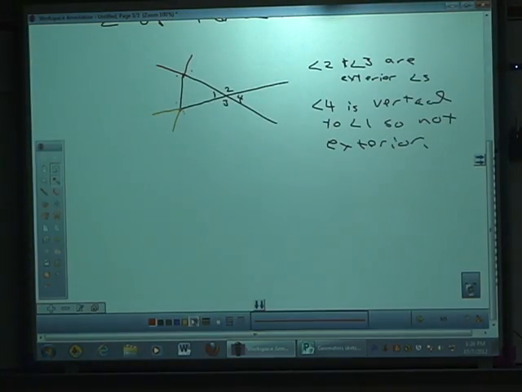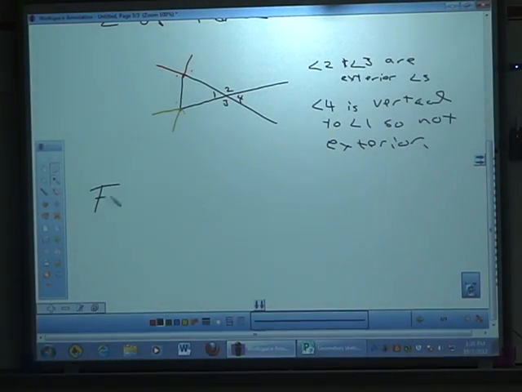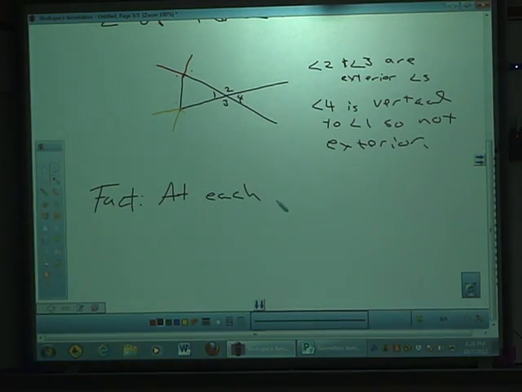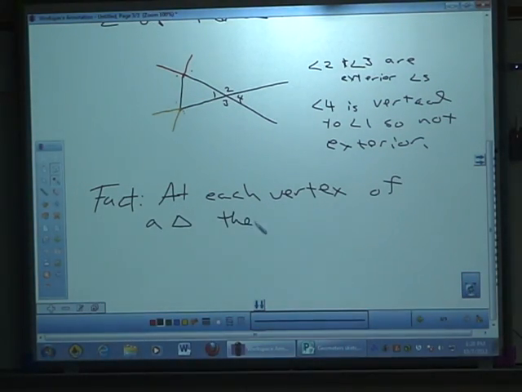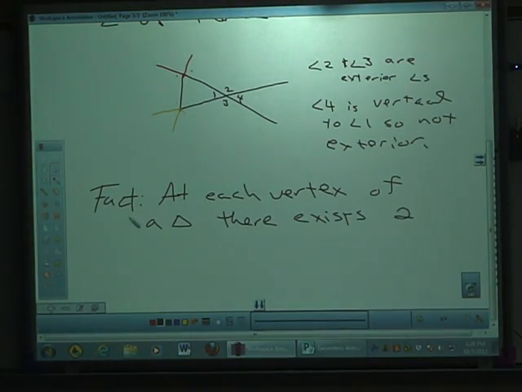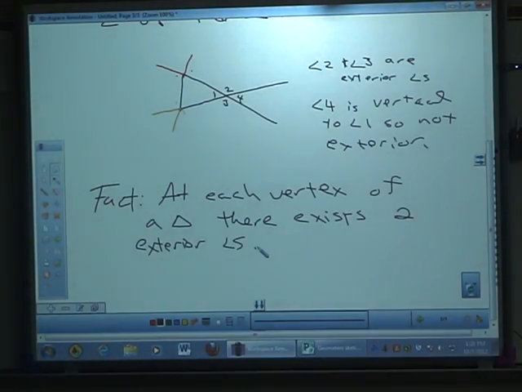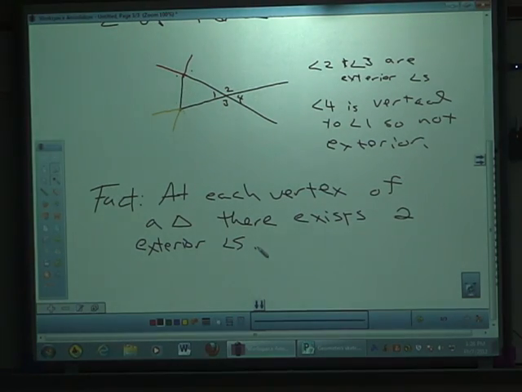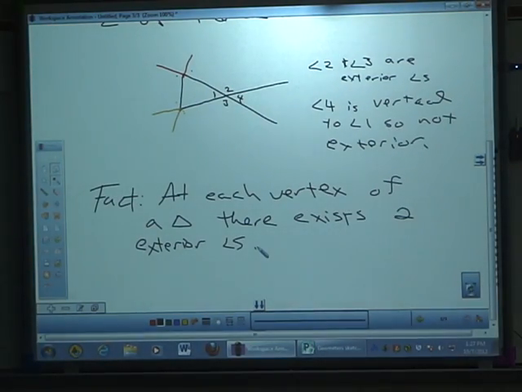So the truth is, for every triangle, in fact, at each vertex of a triangle, there exist two exterior angles. So that means in a triangle there would be a total of 6 exterior angles. And remember, at each vertex, those exterior angles have to be equal. This leads us to theorem 12.